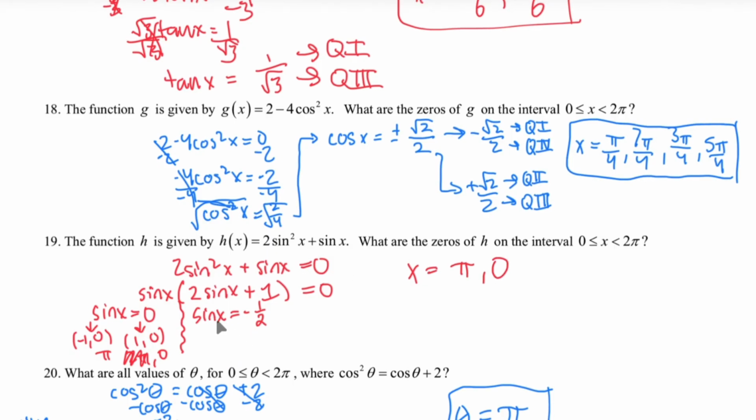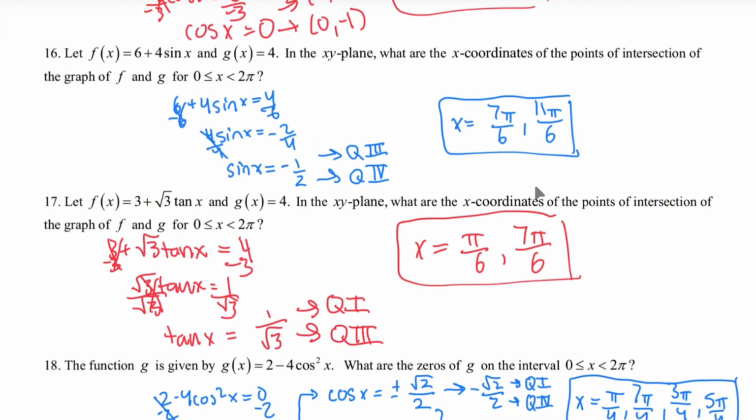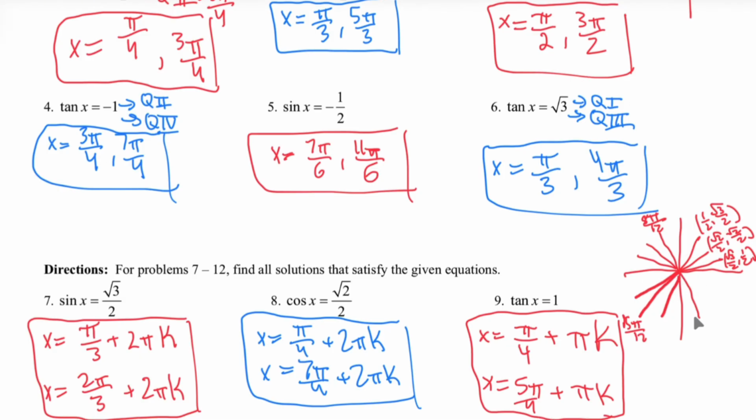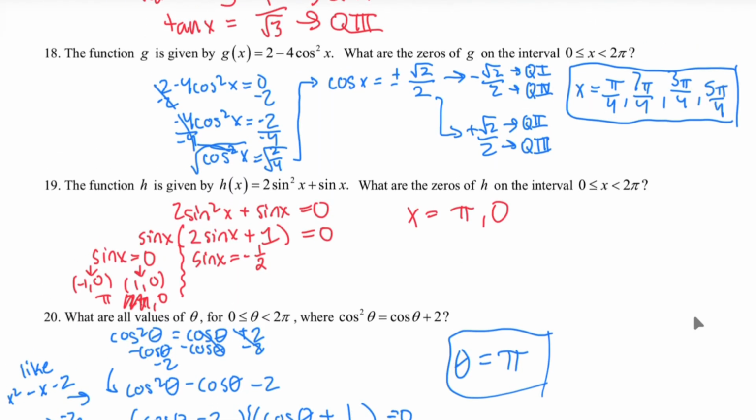Now let's look at this side. Sine is negative in quadrant 3 and quadrant 4. And if we look back at the unit circle, we have sine 1/2 at denominator 6. So we want denominator 6 at quadrant 3 and quadrant 4. That would be 7 pi over 6 and 11 pi over 6.